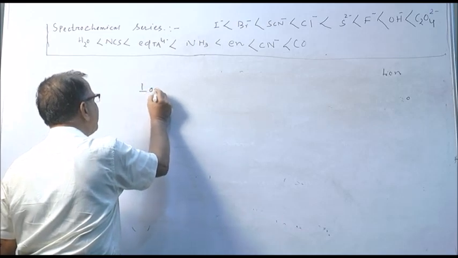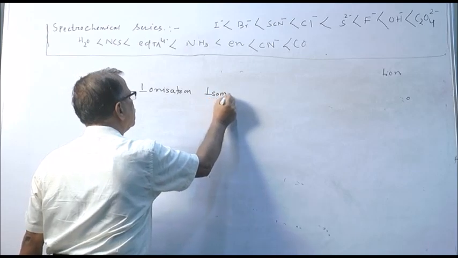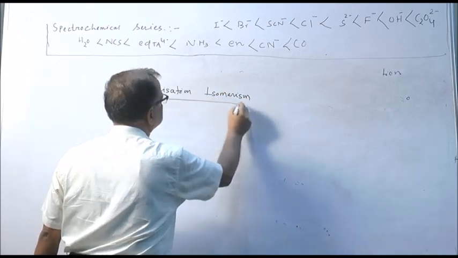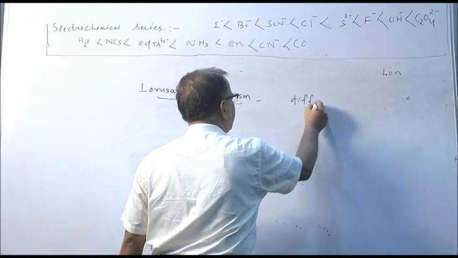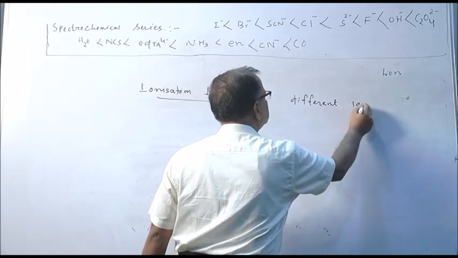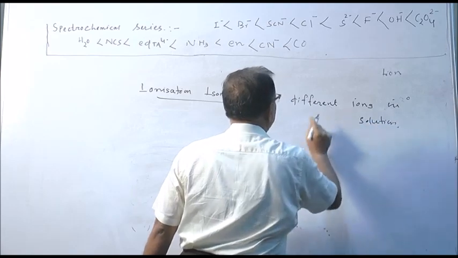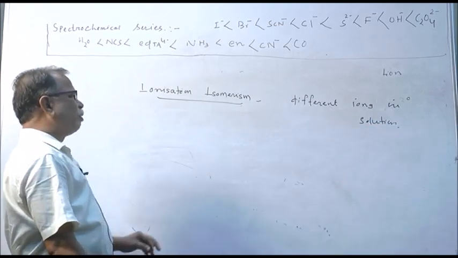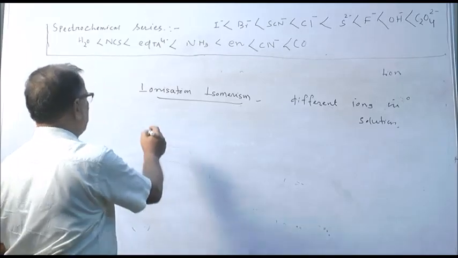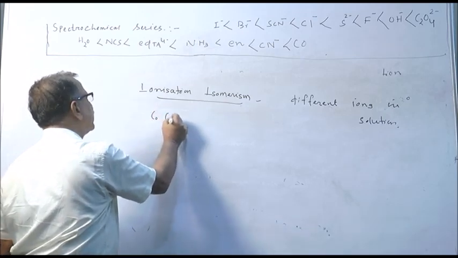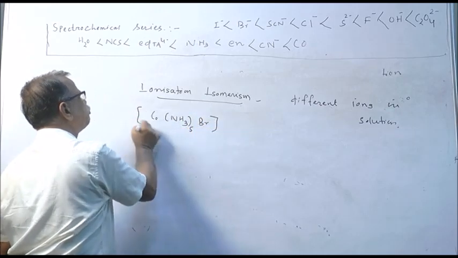Ionization isomerism: it gives different ions in solution. This point is most important. The compounds giving different ions in solution are called ionization isomers. Let us discuss the compound [Co(NH3)5SO4]Br.